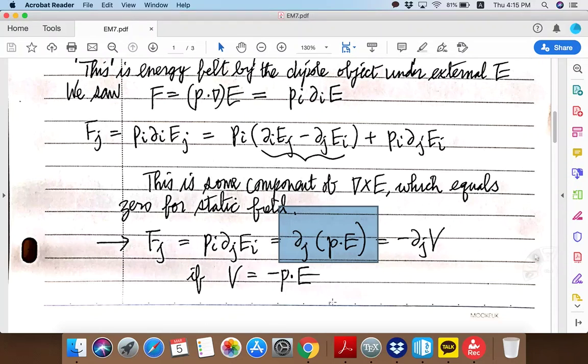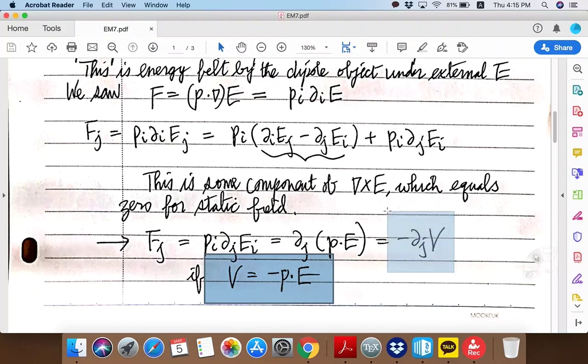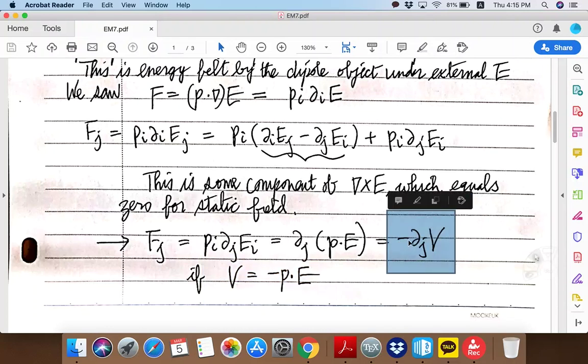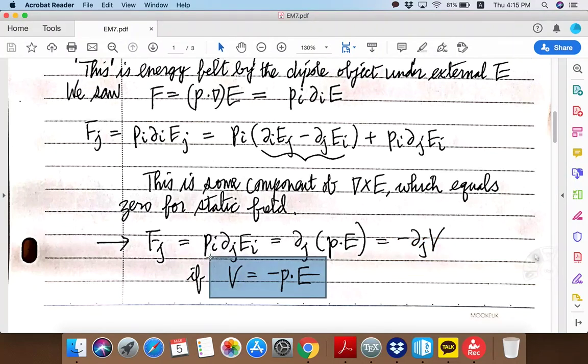Okay, so if we define this thing as the potential energy of a dipole in the presence of an external electric field vector E, then we can deduce the force acting on that dipole through the usual rule of taking the gradient of that potential energy and putting a minus sign in front. So we can just as well regard this thing as the potential energy of the dipole object in the presence of an electric field.